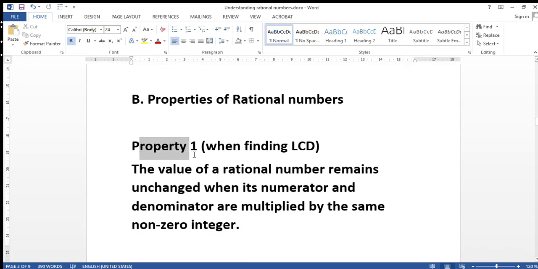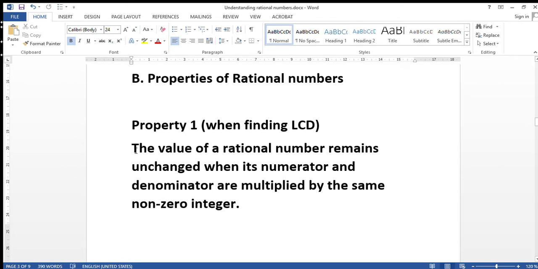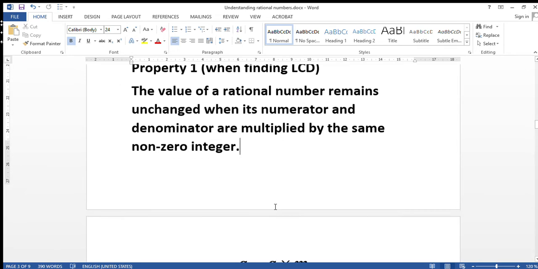So we have property 1, which I call 'when finding LCD.' Don't worry about this, I'll explain to you how you find the LCD, or shall we say the least common denominator. It says the value of a rational number remains unchanged when its numerator and denominator are multiplied by the same non-zero integer.